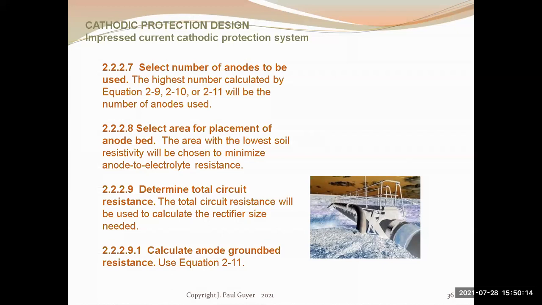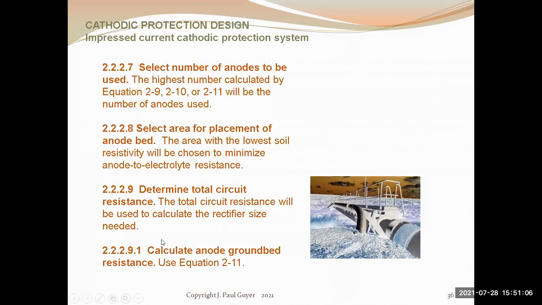Select an area for placement of the anode bed. Unlike with the sacrificial anode system, with an impressed current system, typically you locate all of the anodes in a rather compact anode bed at that location on your project site where the soil resistivity is lowest. And this is because you want the resistance that the negatively charged oxygen ions experience to be minimal.